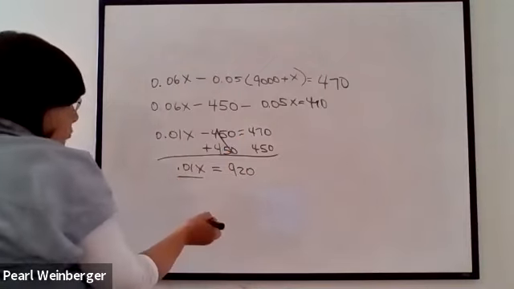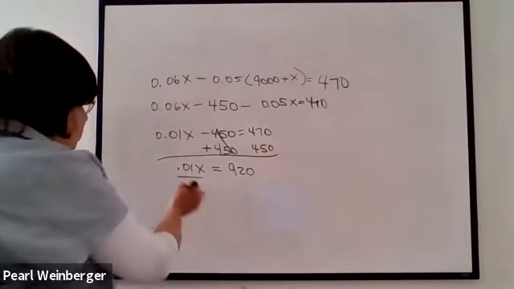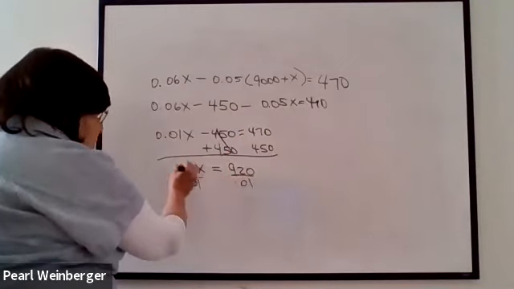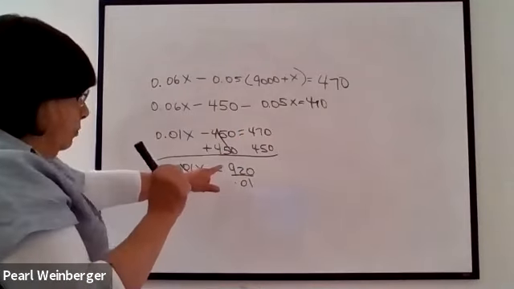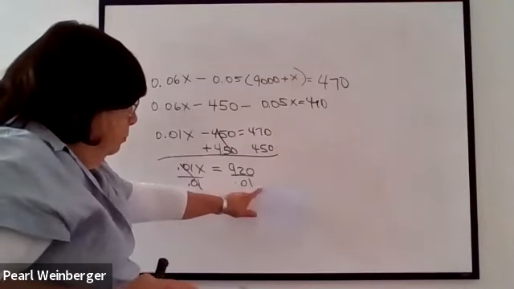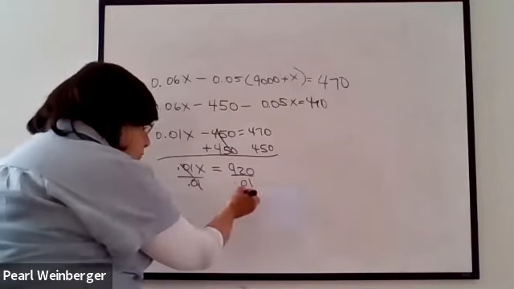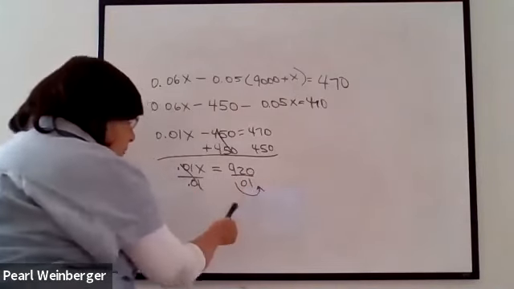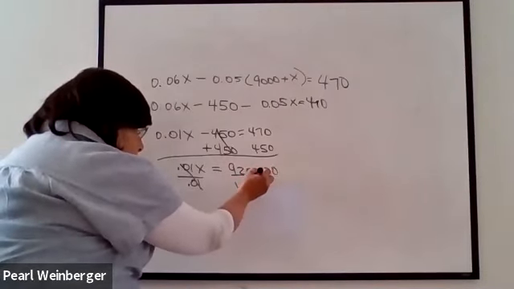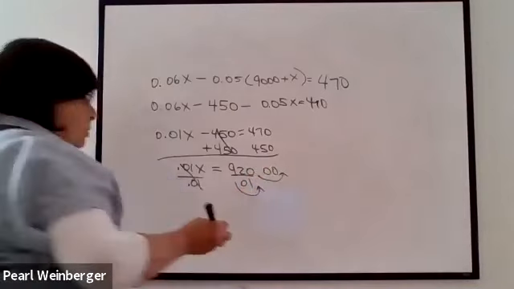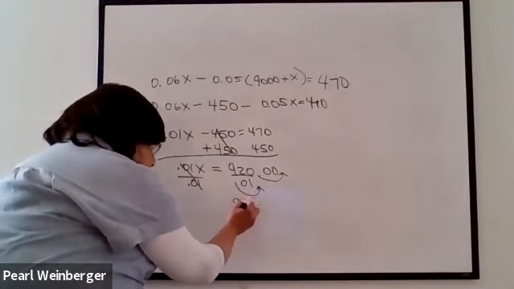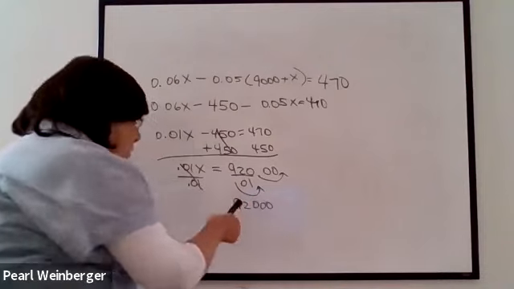And now, as I did before, I take the number that's in front of the x, the coefficient of the x, and divide by it. So I'm dividing both sides by 0.01. And here's where you really have to be careful. When you divide, if you're not doing this on a calculator, you could do it by moving your decimal points. If you move your decimal point in the denominator 2 spaces, you'd have to move your numerator decimal 2 spaces as well, which gives you 92,000 over 0.01.